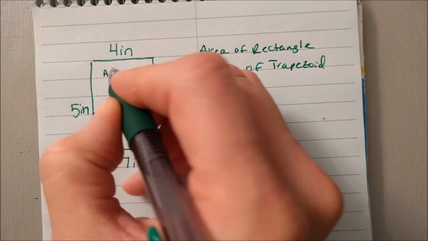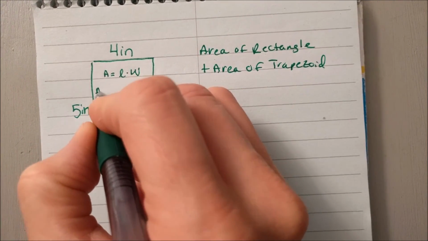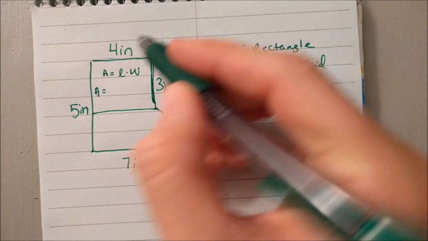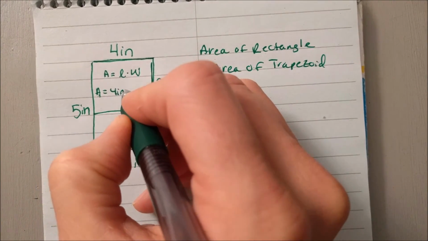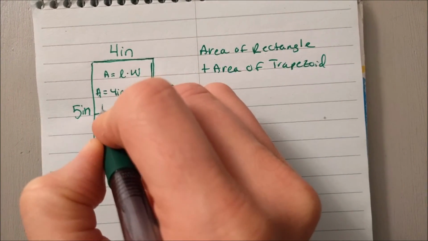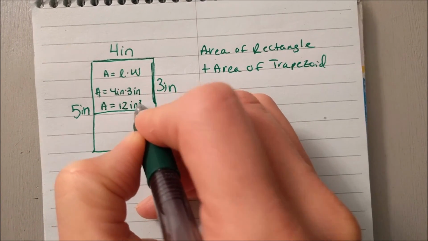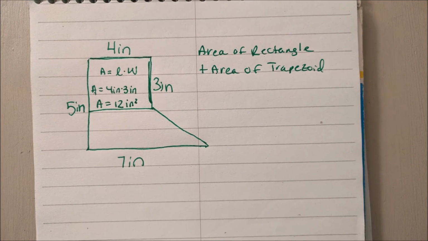All right. So first find the area of the rectangle. We know that area is equal to length times width. So in this case, this is my length, this is my width. Either way you want to cut it. And I'll have 4 inches times 3 inches. I will get my area is 4 times 3 is 12 inches squared. Remember, these are square units. Okay. Then I've got the area of the trapezoid.